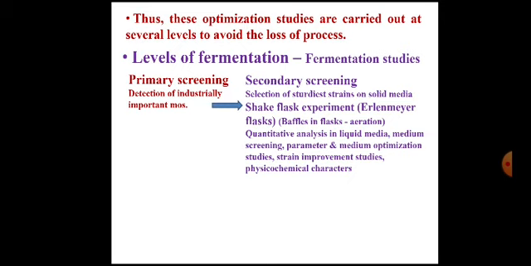Secondary screening involves quantitative analysis in liquid medium. It also involves screening for medium, which means we can screen for different types of crude medium components like molasses, corn steep liquor, sulfite waste liquor, etc. Quantitative analysis and screening involves screening for different parameters like pH, temperature, and dissolved oxygen. It also involves medium optimization studies, as we have learned in the earlier chapter. It involves strain improvement studies and the study of physicochemical characteristics. This is the part which is covered at the second level, that is, the secondary screening step.